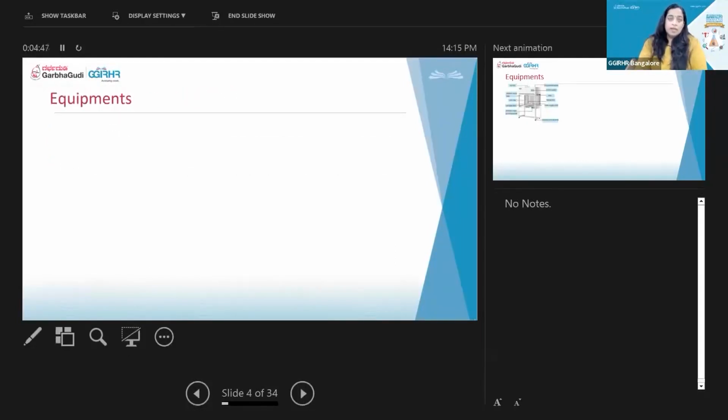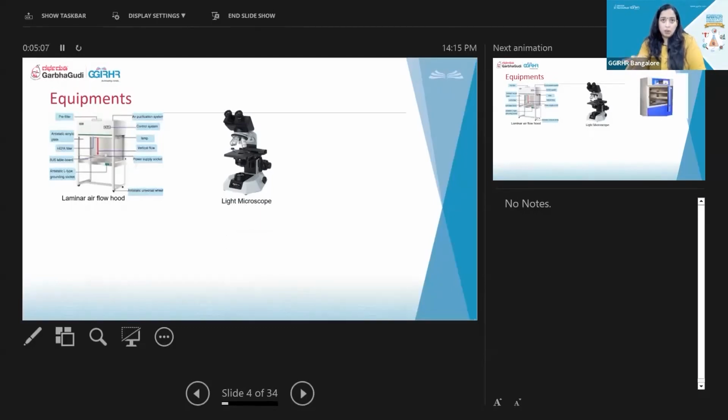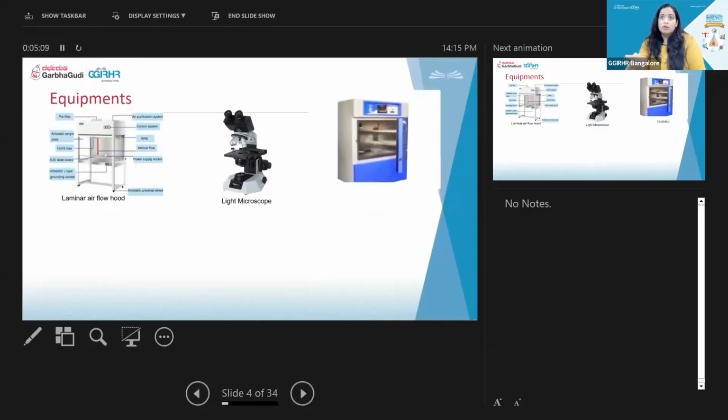We'll talk about the equipment that needs to be there for the semen processing technique. First is the laminar airflow, which gives a sterile environment for processing the semen sample and handling the sperm processing media. Next is the light microscope or compound microscope, and an incubator for warming the media and also for keeping the semen sample warm at 37 degrees Celsius.